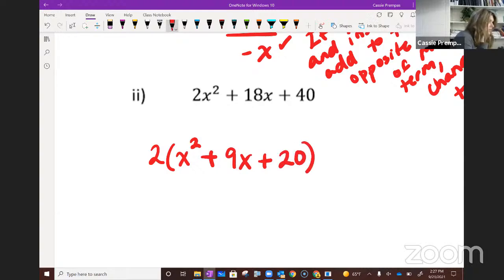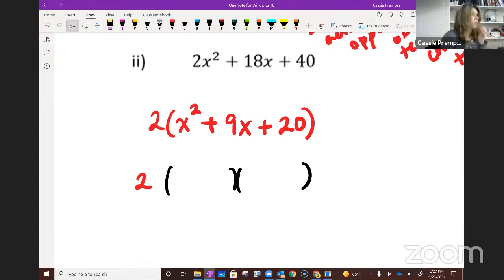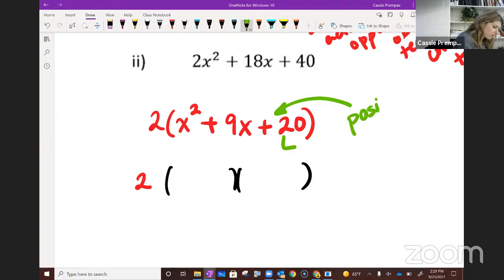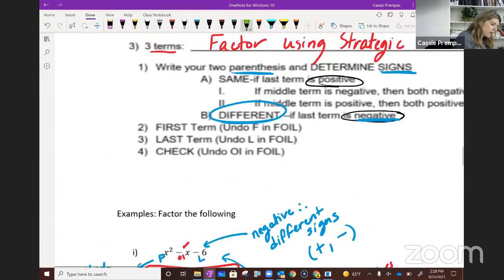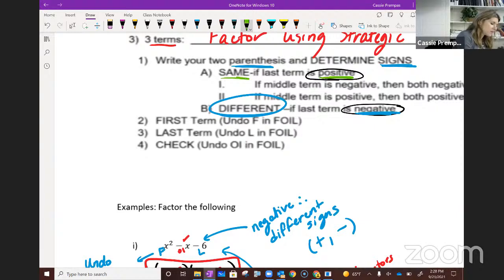So I go back to those steps. Step 1, write down your parentheses because we know this came from something FOILed. If there's a GCF, keep it on the outside. And in step 1, you determine the signs. The signs come from the last term. Is the last term positive or negative? Positive. Okay, we haven't had this happen yet. So I'm going to go back up to step 1 and say, well, what do you do if it's positive? Let's take a look. If the last term is positive, that means you're going to have the same signs.